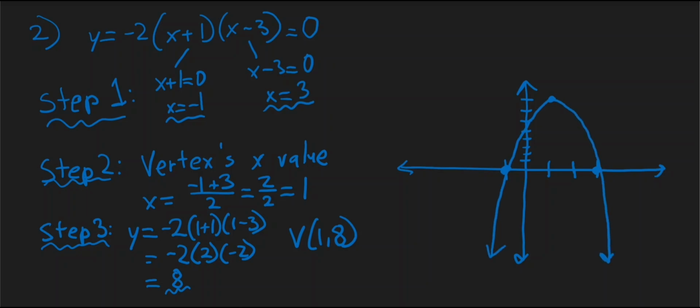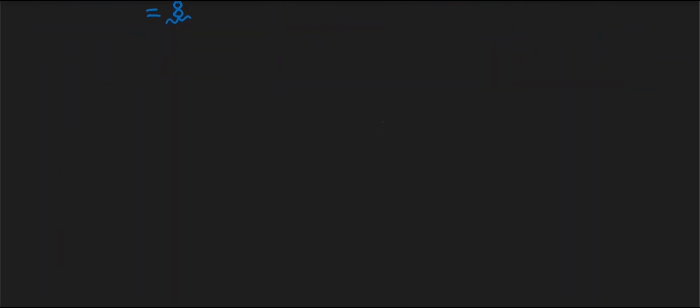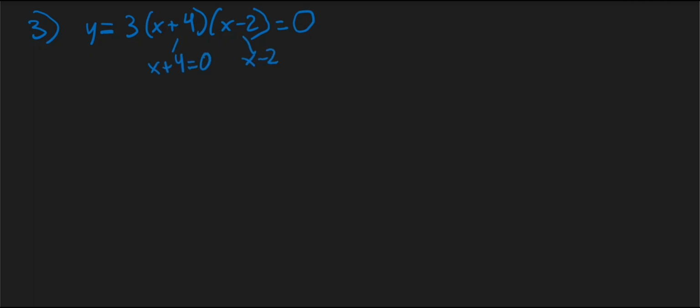All right, so one last example. We're given for number 3 to graph y is equivalent to 3 times the quantity of x plus 4 times x minus 2. Again, using the zero product property, if you set the entire function equal to 0 to get the x-intercepts, then either x plus 4 should be equivalent to 0, or x minus 2 would be equivalent to 0. In the first case, x1 should be a negative 4, and in the second case, x2 should be a positive 2.